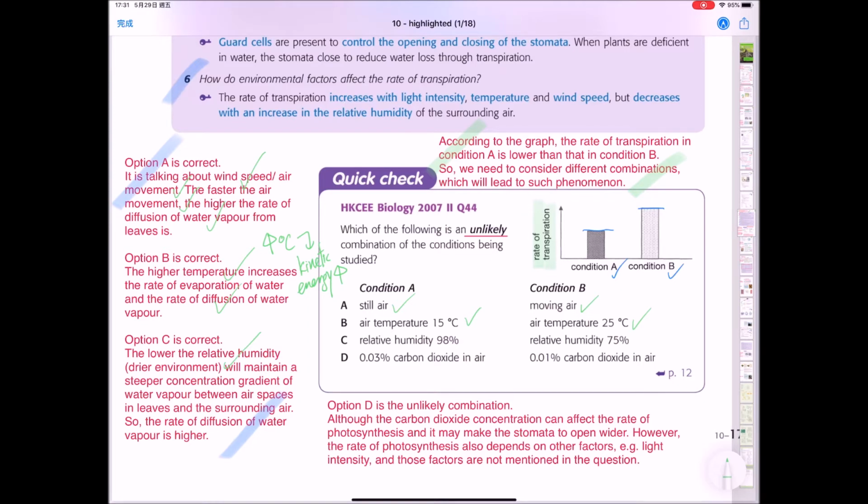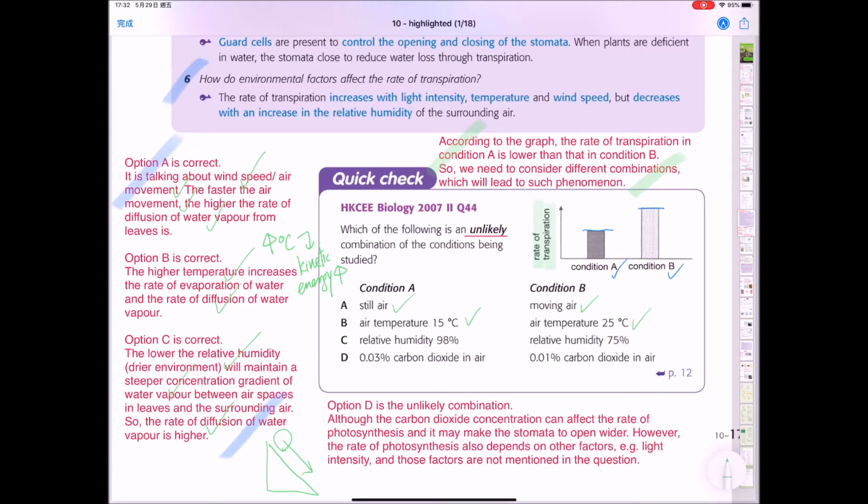And then the lower the relative humidity, that means the drier environment will maintain a steeper concentration gradient of the water vapor between the airspace in the leaves and the surrounding air. So that means the concentration gradient, you need to recall it because it's talking about the diffusion of the water vapor, okay? So in this part, if the external environment is very dry, so that's why the water vapor concentration in the airspace of the leaf will be higher than the concentration of water vapor outside the leaves.